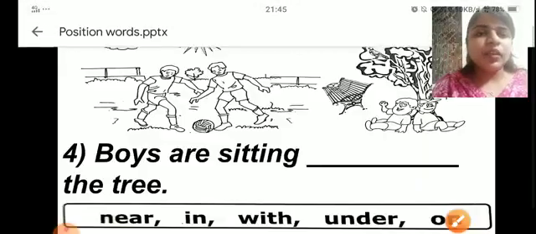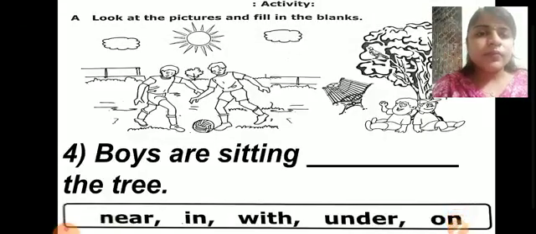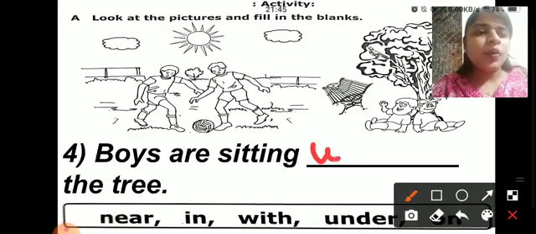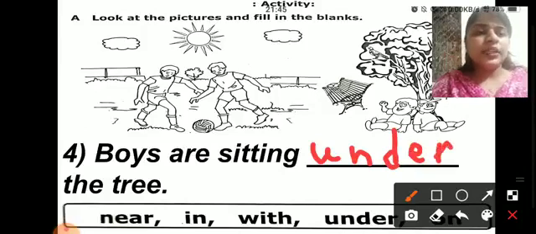Next. Number 4. Boys are sitting dash the tree. Can you see boys sitting where? Can you tell me? The boys are sitting under the tree. So you are going to write under. U-N-D-E-R. Under. I repeat, boys are sitting under the tree. Done? Next.